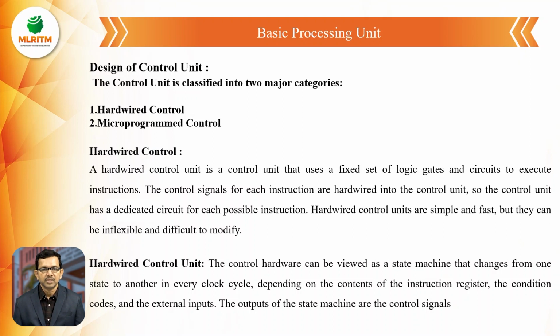Suppose you want to process an instruction. The processing of an instruction is categorized into two types: one is hardwired and the other is microprogrammed. So how do we process the instruction in the hardwired control unit? First we will see that. After that we will discuss how the instructions are processed in the microprogrammed control unit.